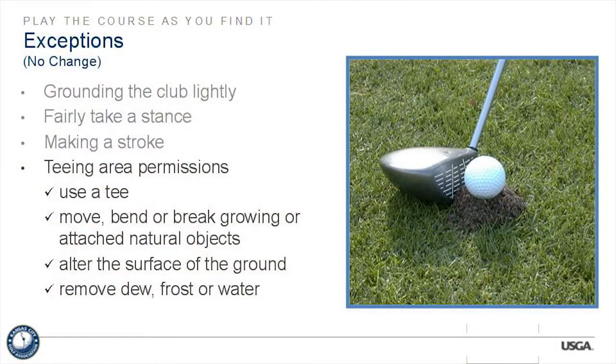Okay, here's some more exceptions to this rule. The teeing area. Okay, we're allowed to improve the area and take some big chunks out of the ground in the teeing area and put our ball up on it. Okay, we can use a tee. We can move, bend, or break growing or attached natural objects within the teeing area. Okay, so like if you have something overhanging it that is not growing in the teeing area, you're not allowed to improve that. Just better tee off on the other side of the teeing area.